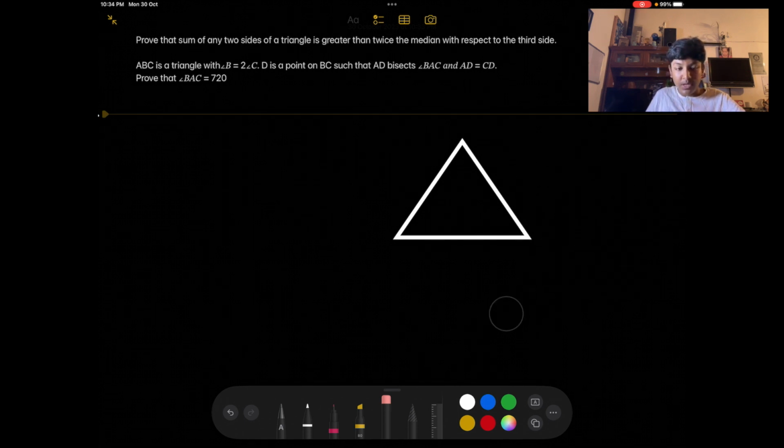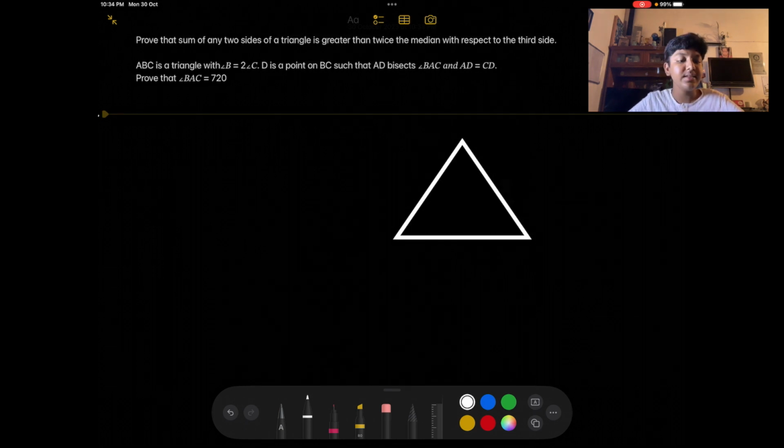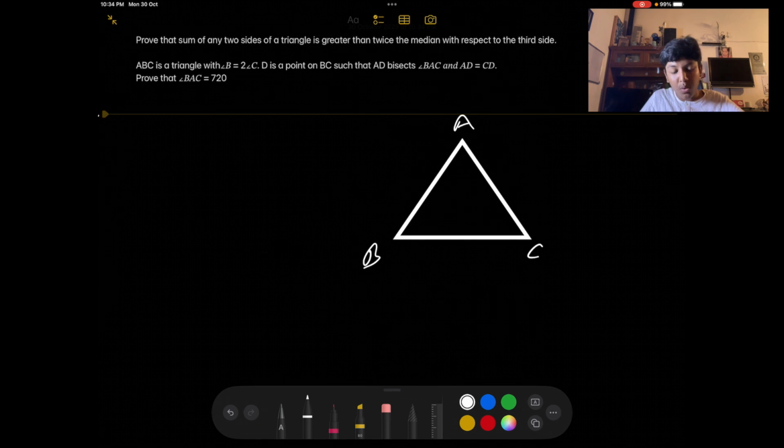And right, so now we have our second question, that is ABC is a triangle, where angle B is 2 angle C. So basically let's take angle C to be X. So everything will be very easy when we take angle C as X, right? So angle B is 2X, right? D is a point on BC.